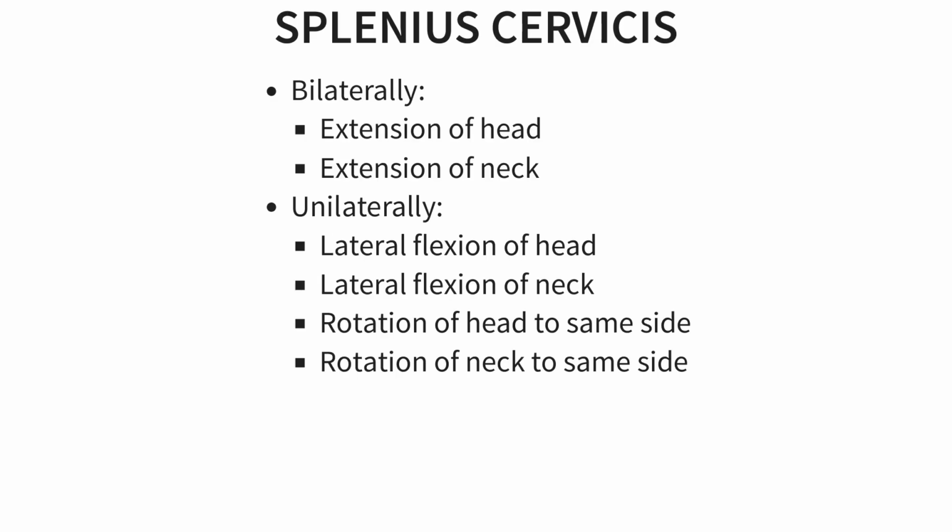The splenius cervicis muscle is located in the neck and upper back. It is responsible for extending and rotating the head and neck. When both sides of the muscle contract, they extend the head and neck. When only one side contracts, it causes lateral flexion and rotation to the same side.